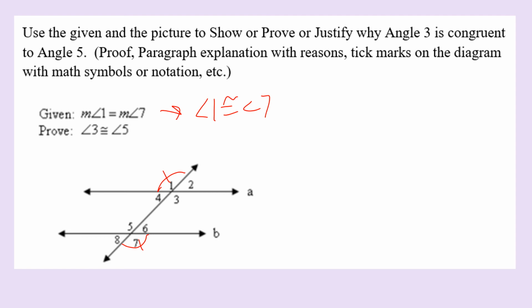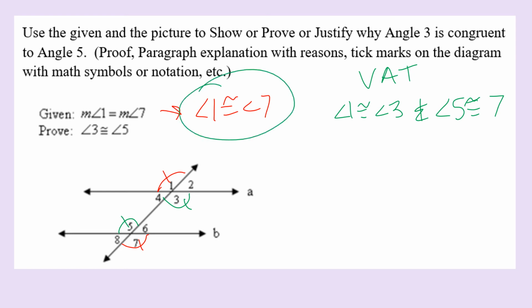So we can also say that angle 3 is congruent to angle 1 and angle 5 is congruent to angle 7 because of the vertical angle theorem. So angle 1 is congruent to angle 3 and angle 5 is congruent to angle 7. Now, because angle 1 and angle 7 are congruent already, that was part of our given, we can use the transitive property to help us say that angle 3 is congruent to angle 5. And that is one way that you can do it.